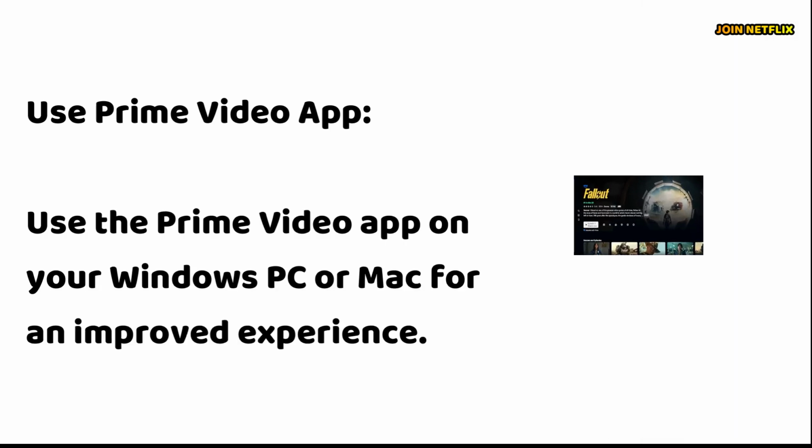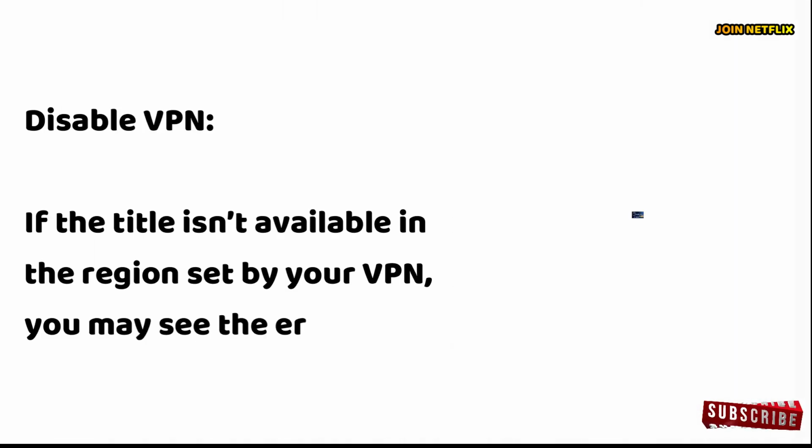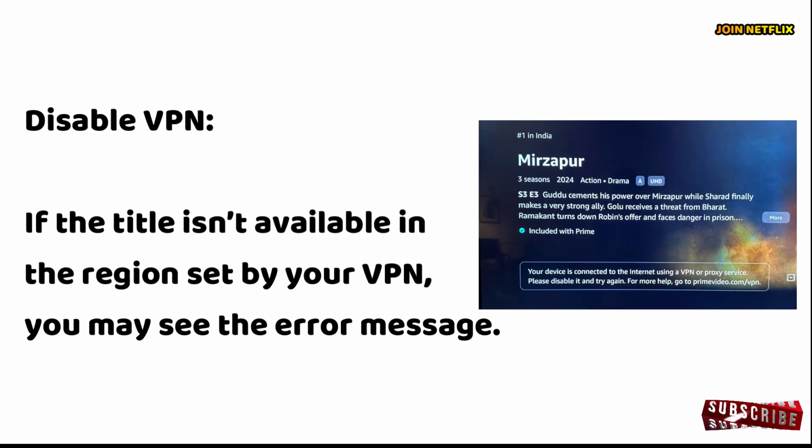Use Prime Video app. Use the Prime Video app on your Windows PC or Mac for an improved experience. Disable VPN. If the title isn't available in the region set by your VPN, you may see the error message.